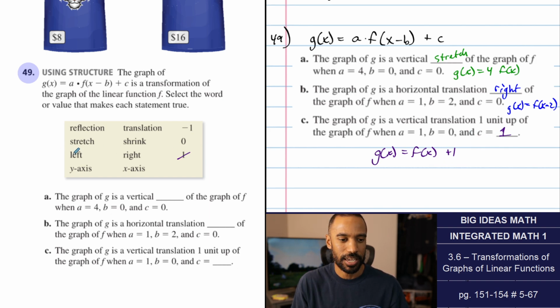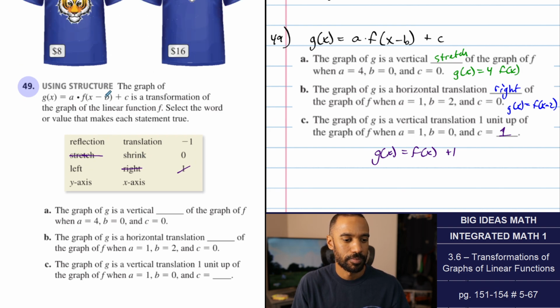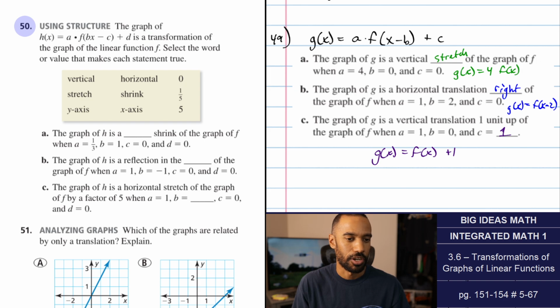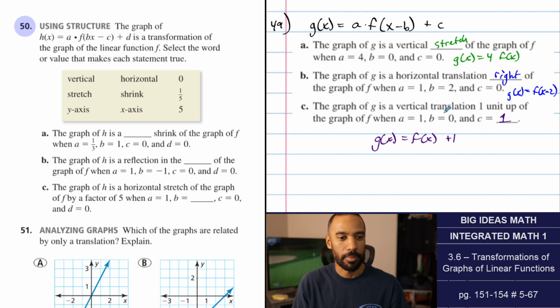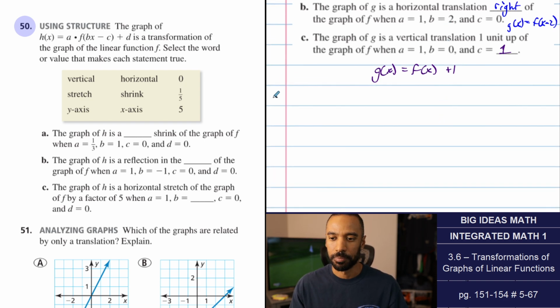So that was this one here, and this was right, and this was stretch, and those are the only answers that we had. Unless there are more parts on the next side. Nope. Oh, but there's a whole other problem of this same form. So number 50.